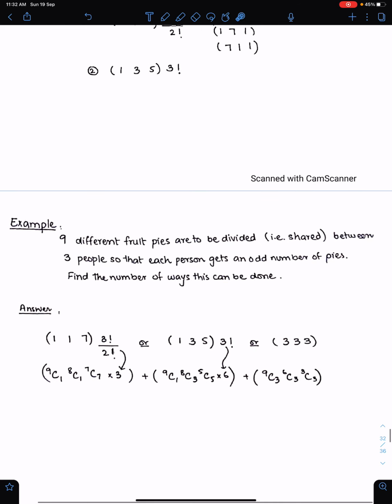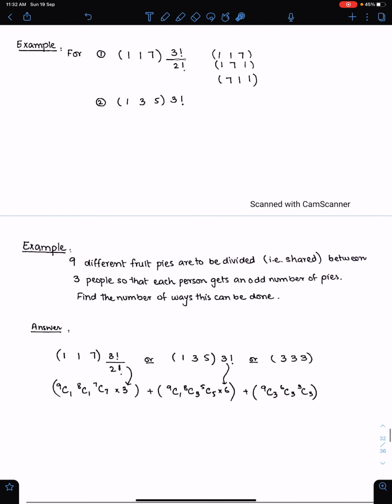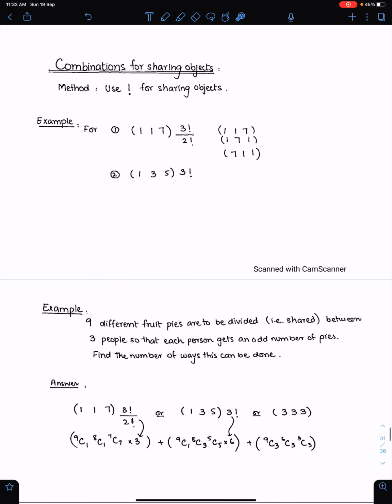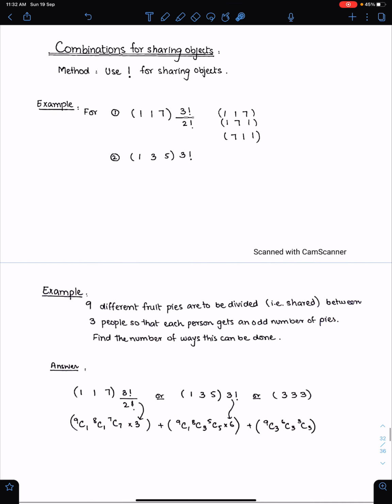The example is here. 9 different fruit pies are to be divided or shared between 3 people so that each person gets an odd number of pies. Find the number of ways this can be done. So you have to use factorial because you are sharing things. So 1, 1, 7. This is the first possible way.